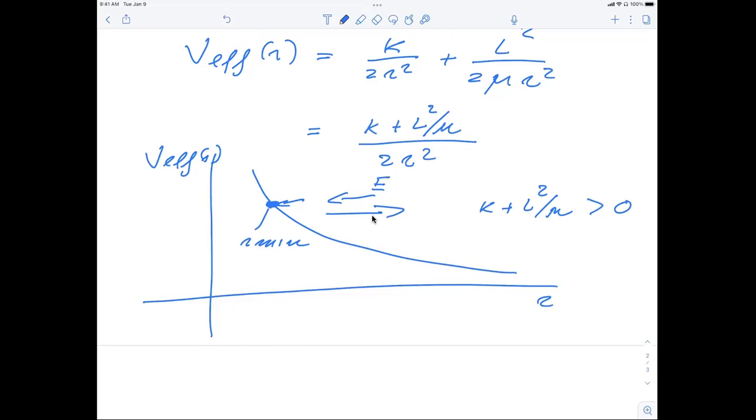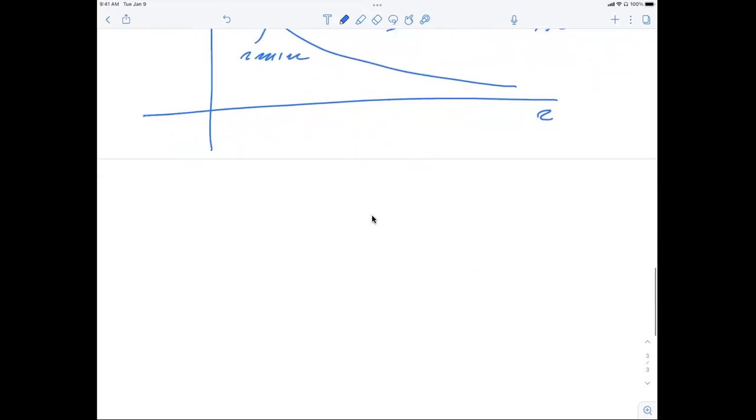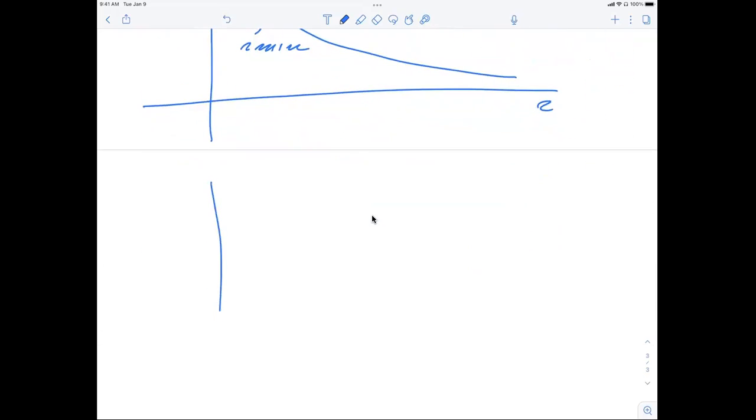Yeah, hyperbolic motion, right? So you can make other types of combinations of K and L squared, so that at the end, K plus L squared divided by mu is less than 0. And then you would get a potential. If that is the case, then you would get a potential which looks more like this. So if we plot it, then we would have something which runs like this.